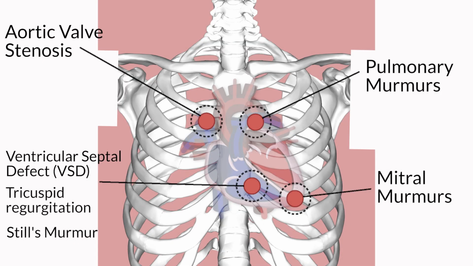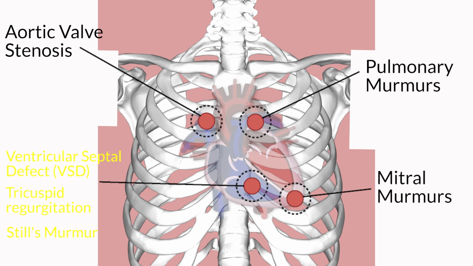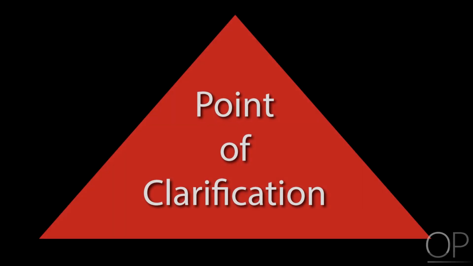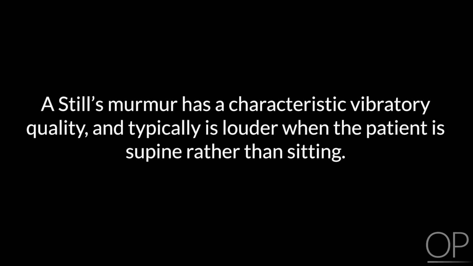This is another diagram that is helpful for remembering where you're going to hear each of the murmurs. So an aortic valve stenosis murmur would be best appreciated in the aortic valve area, which is in the right upper sternal border. Pulmonic murmurs are usually heard along the left upper sternal border. Mitral murmurs are usually heard along the apex, and a VSD or tricuspid regurgitation or Still's murmurs are heard at the left lower sternal border. Point of clarification. A Still's murmur has a characteristic vibratory quality and typically is louder when the patient is supine rather than sitting.